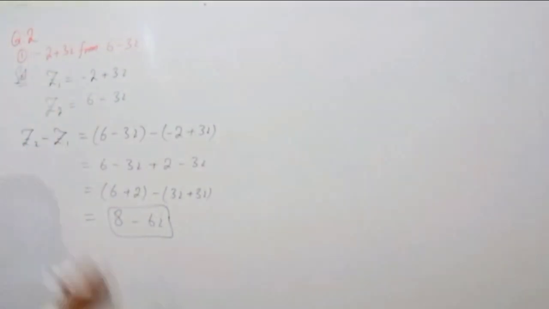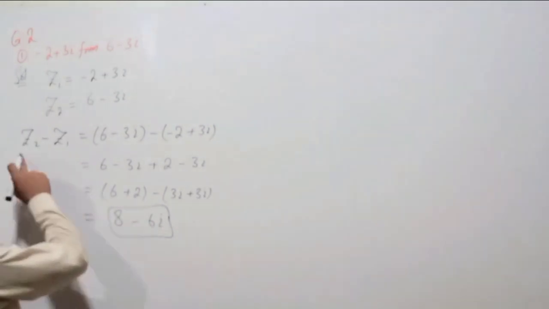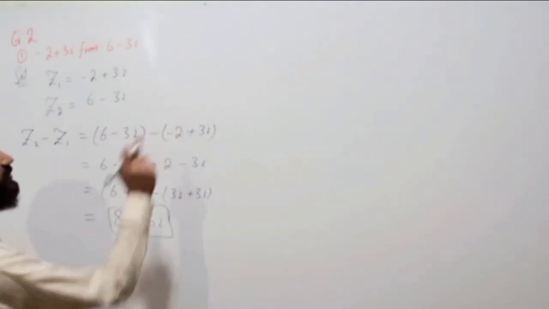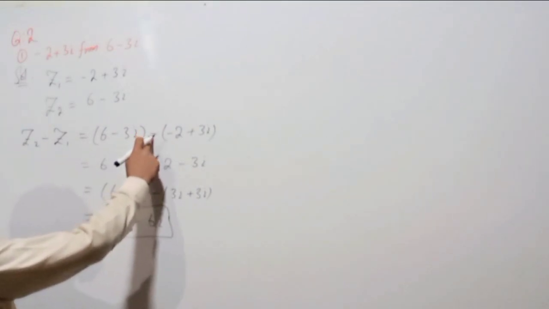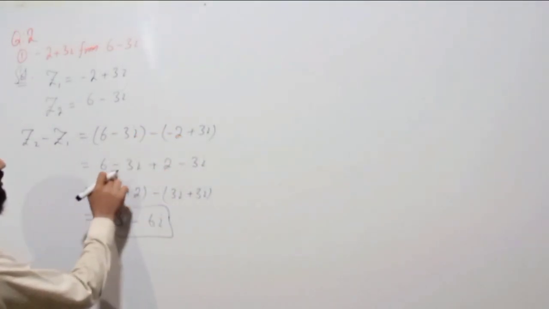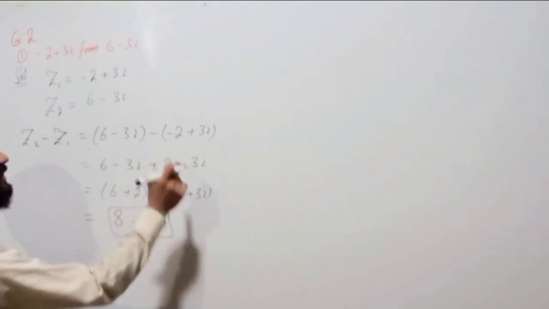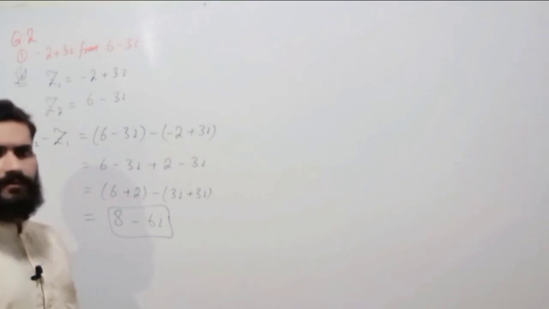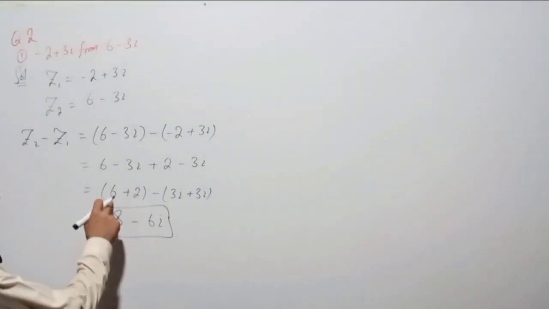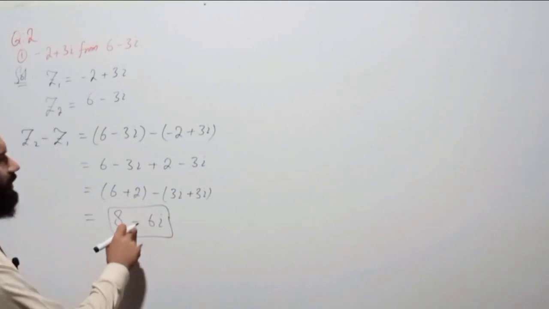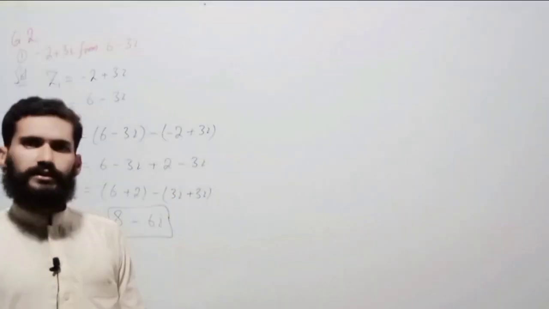We call the first term z1 and the second term z2, so z2 minus z1 is 6 minus 3 iota minus 2 plus 3 iota. Applying the minus sign: minus into plus, minus into minus, we get 6 minus 3 iota plus 2 minus 3 iota. Now we add the real part with the real part and the imaginary part with the imaginary part, so 6 plus 2, minus 3 iota minus 3 iota, gives 8 minus 6 iota.